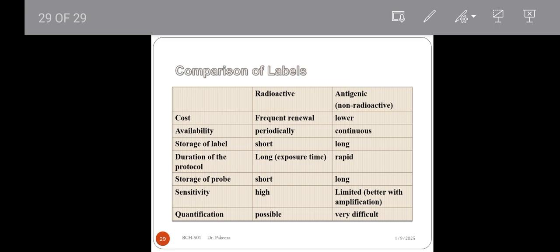So with this, we are at the last slide of our talk, and this is a comparison of the labels. We have discussed each and every point related to our labels, and you can see it has been summarized here. Keep also in mind that the cost for radioactive labels is high because it requires frequent renewal, whereas for non-radioactive it is lower. With this, we are done for today's lecture.